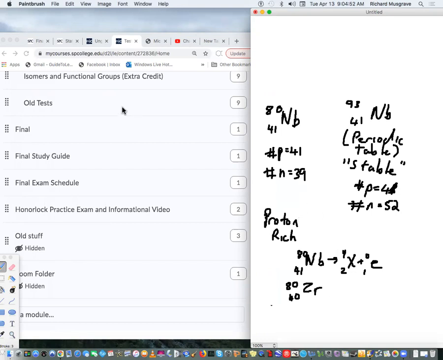I'm not sure how people will feel about this one, but we'll see. How do you feel about the whole proton rich thing? 5, 4, 3, 2, 1, 0. Okay. Any questions? Any questions? All right.